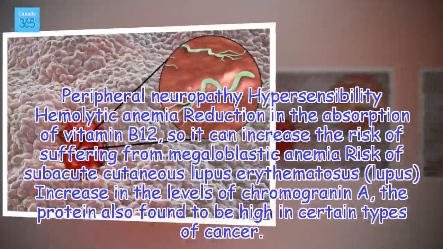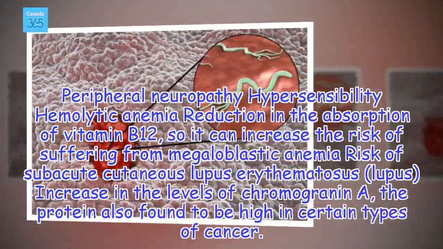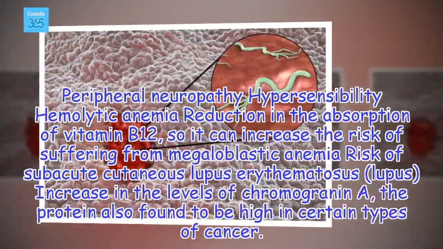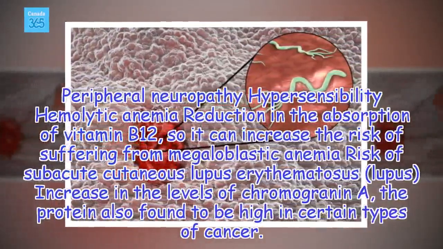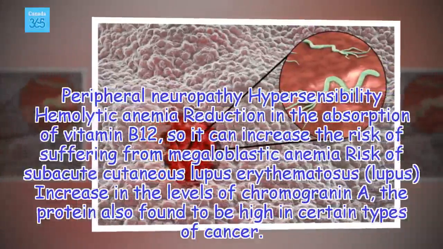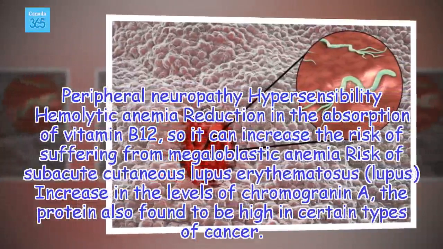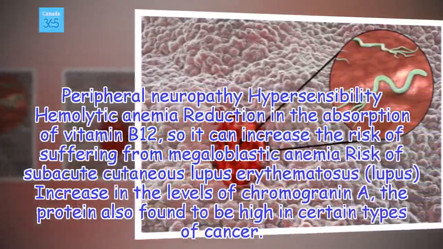Peripheral neuropathy, hypersensitivity, hemolytic anemia, reduction in the absorption of vitamin B12, so it can increase the risk of suffering from megaloblastic anemia, risk of subacute cutaneous lupus erythematosus, lupus, and an increase in the levels of chromogranin A, the protein also found to be high in certain types of cancer.